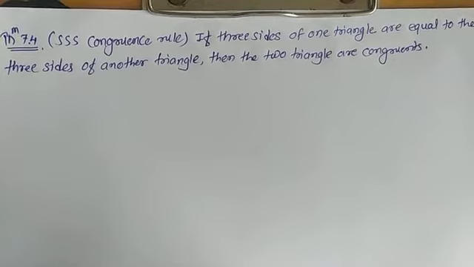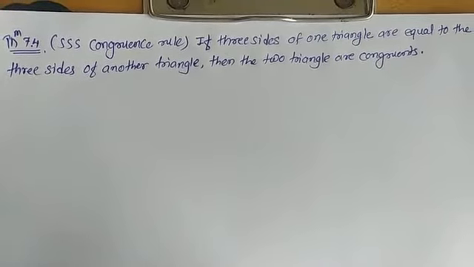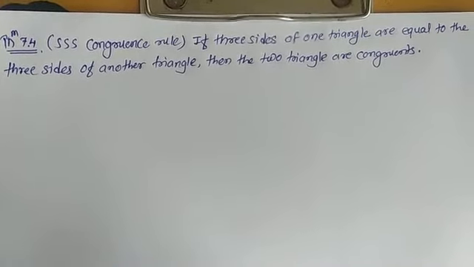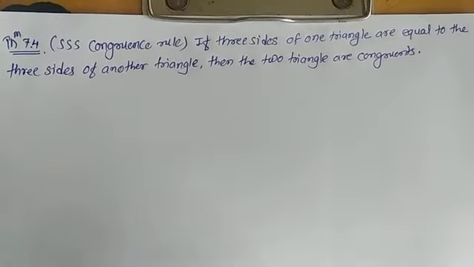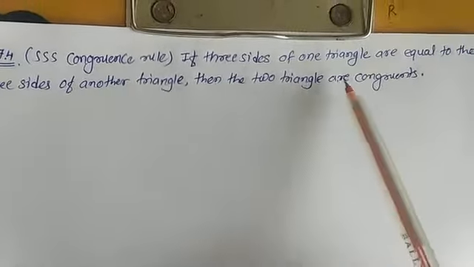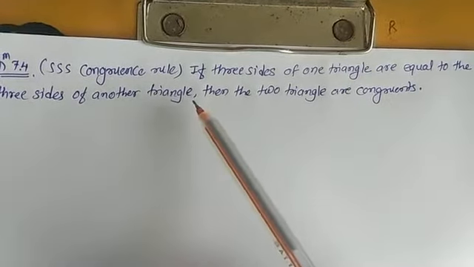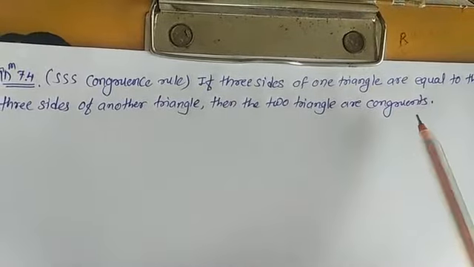Hi everybody, today we are going to see Theorem 7.4, the SSS congruence rule, and examples related to it. Now Theorem 7.4 states that if three sides of one triangle are equal to three sides of another triangle, then the two triangles are congruent.